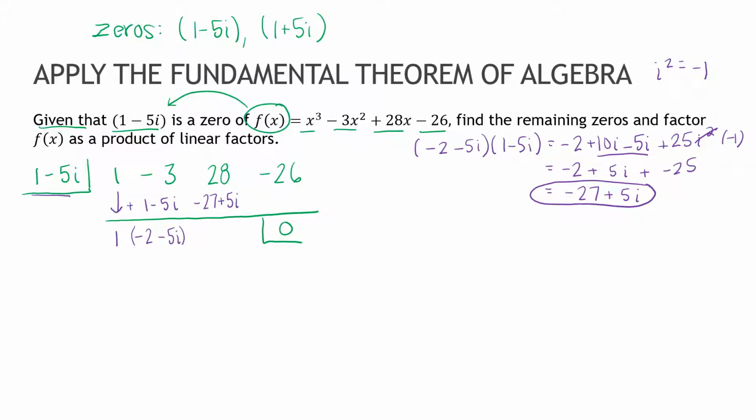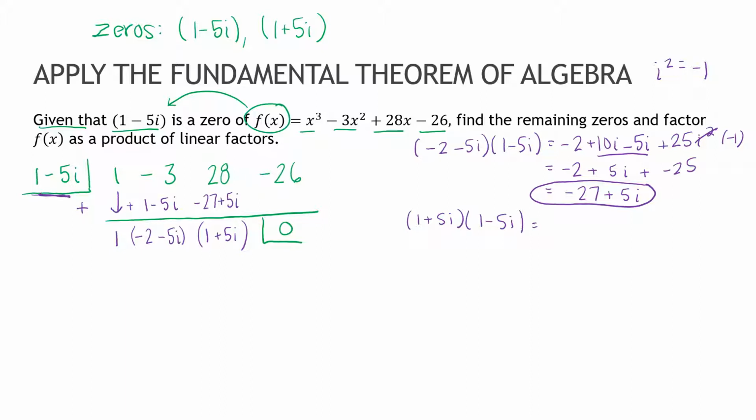Now let's add, because remember, everything above the line we add. 28 plus negative 27 is 1. I still have my plus 5i that I can't combine with anything, so that's what I get, 1 plus 5i. Now, just as before, I have to FOIL. 1 plus 5i, I have to take it times 1 minus 5i because that's what's over here. And I'm going to FOIL.